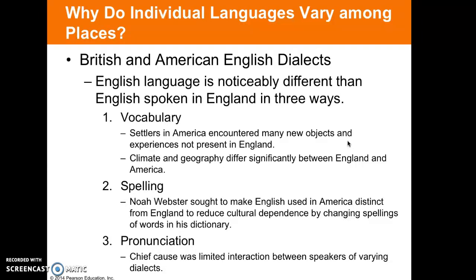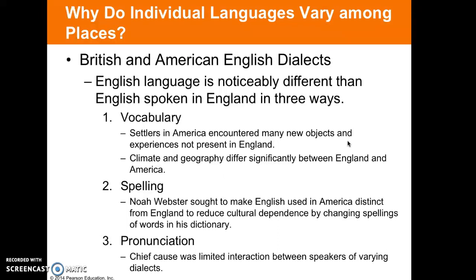So while we still speak English and it's mutually intelligible, we have words that are very different. A lot of words that were invented after the colonies were established, you're going to find the greatest difference in. So things like an elevator. An elevator is called an elevator here. It's called a lift in England. The trunk of a car.